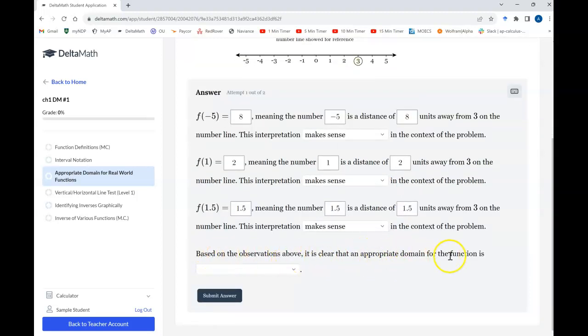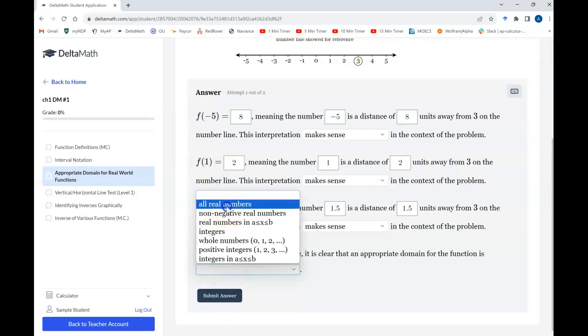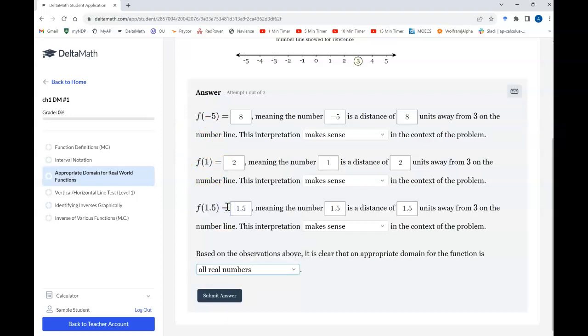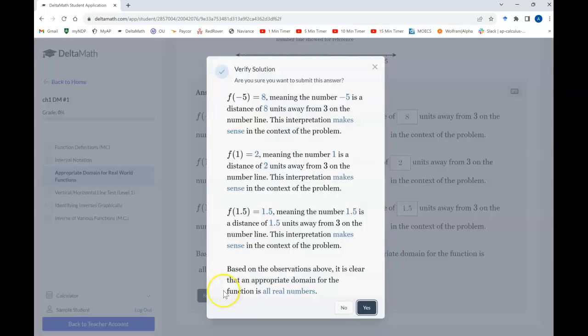So based on here, the domain should be, I can put in negative numbers, positive numbers, decimals. All of that is fine. That all makes sense. So that should tell me everything is in the domain. So I'll pick all real numbers for that.